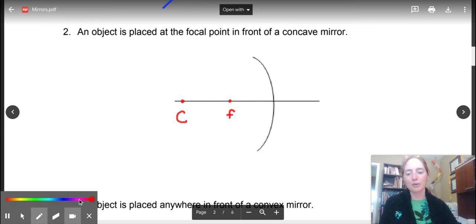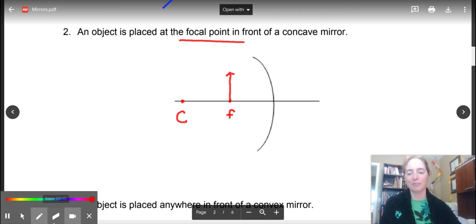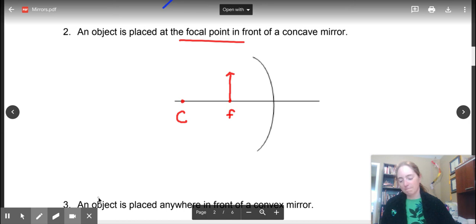Okay, now we're going to draw our object. It is placed at the focal point, being a concave mirror. That's where the reflective side is going to be. So my object is going to be at the focal point. I'm going to make this object a bit larger so it's easier for me to draw. And I'm going to pick 2 colors. I'm going to pick pink because I can. Why not?